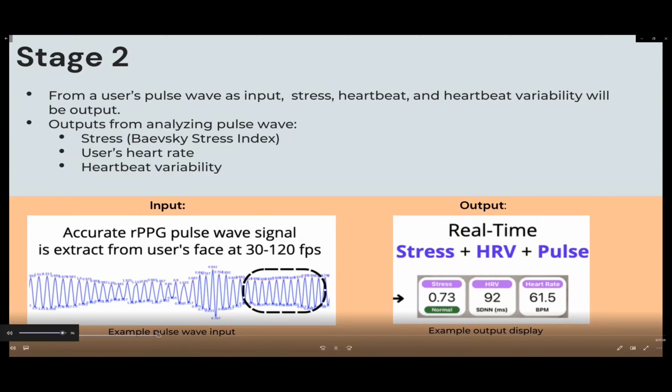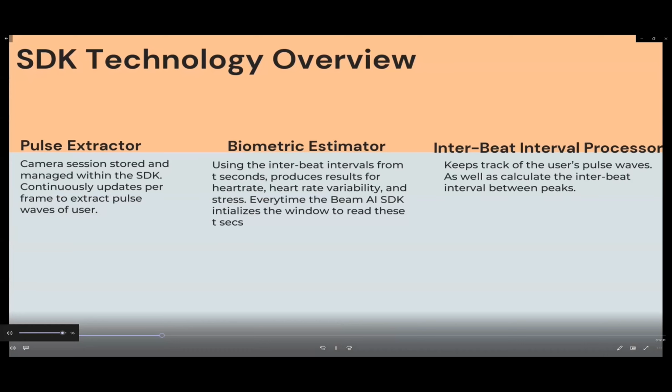Now going into even more detail, we saw before the broad strokes of the big overview of what the Beam AI SDK is doing and its goal of outputting the 3 metrics: stress, heartbeat, and heartbeat variability. So now we're going to go into more detail on how exactly it does this and the technologies behind that. Essentially it splits up into 3 different sections: the first being the pulse extractor, the second the biometric estimator, and the third the interbeat interval processor.